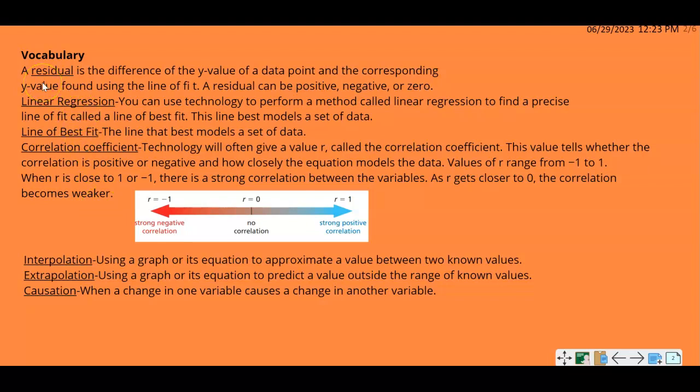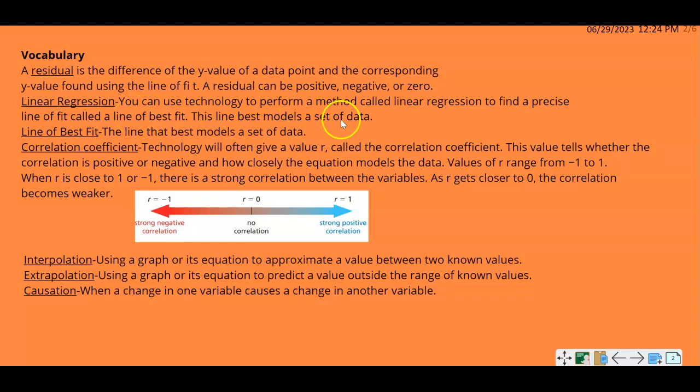All right, so a residual is the difference of the y value of the data point and the corresponding y value found using the line of fit. A residual can be positive, negative, or zero. And we will look at what these are with examples a little bit later, but right now, make sure these get in your notes.